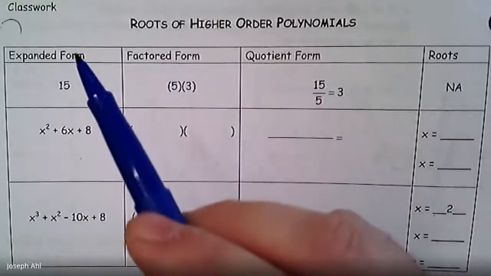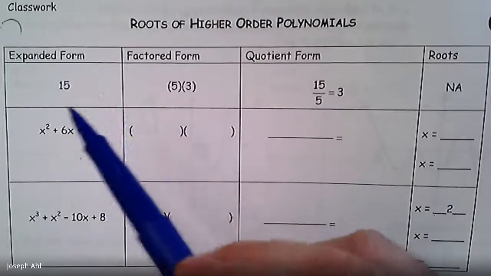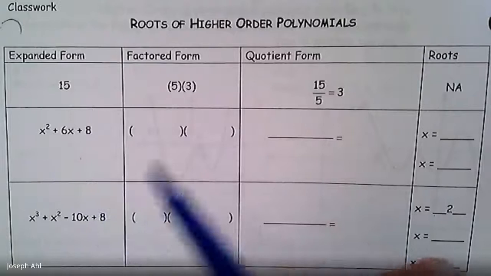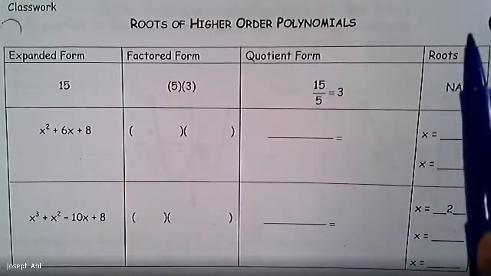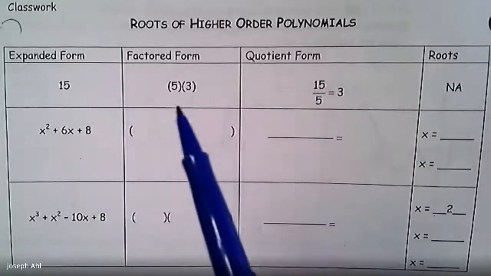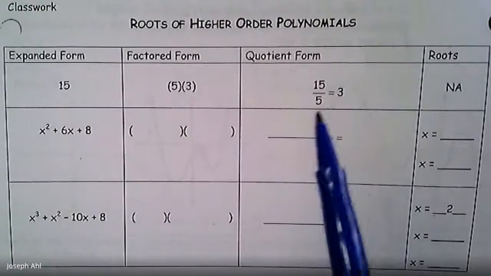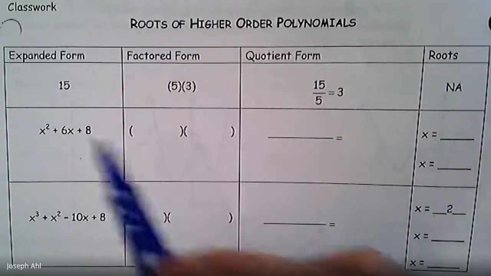So you can see we have a chart up at the top where we have an expanded form. We're going to start with just actually a numerical value and then some polynomials. We're going to look at what it looks like in a factored form, a quotient form, and then we're going to talk about the roots. So, 15 in factored form might look like this: 5 times 3. As a quotient, 15 divided by one of the factors would give you this result.